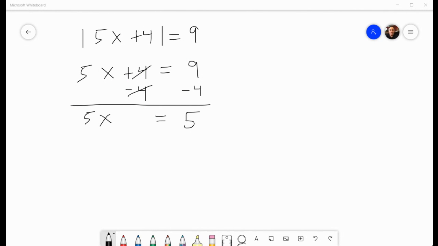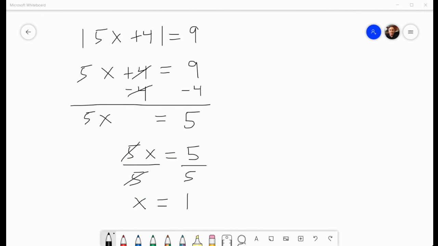Okay, so now what? Well, we have 5 times x equals 5, right? We want to get x all alone. We don't want 5 times x. We want x only. So let's divide. We're going to divide both sides by 5, okay? And does that help us? Well, yeah, because those 5's are gone. We get x equals 1. So we get x here equals 1.